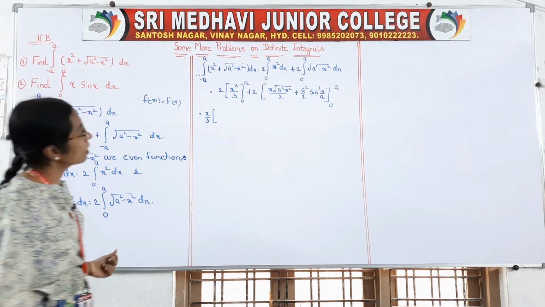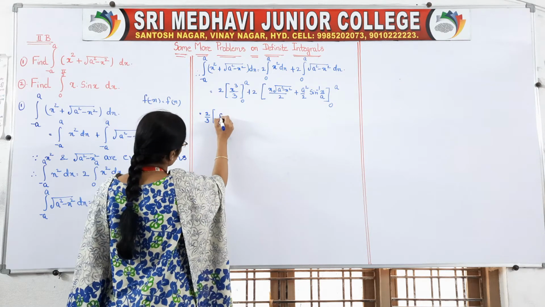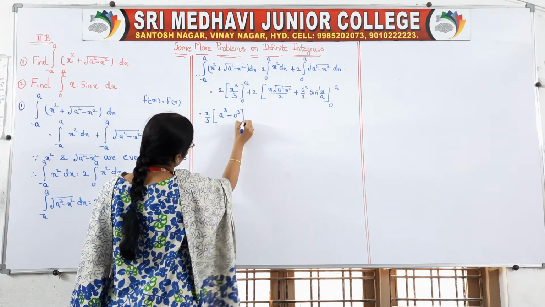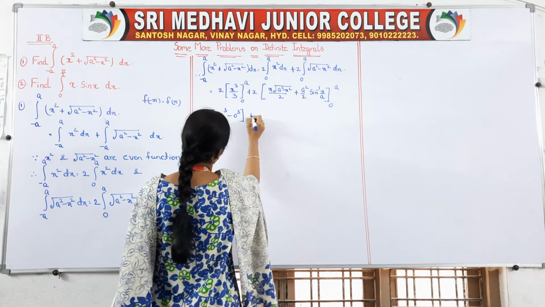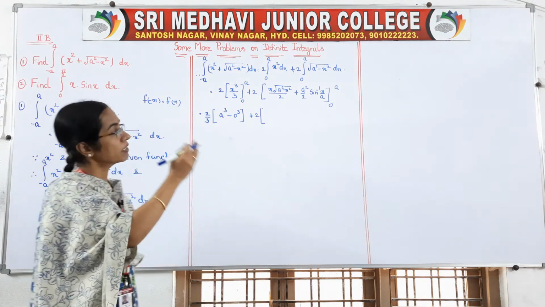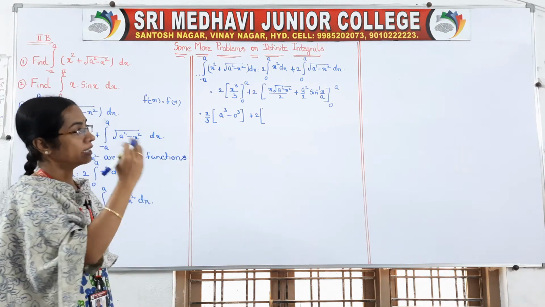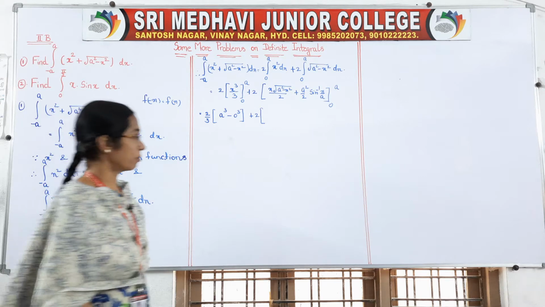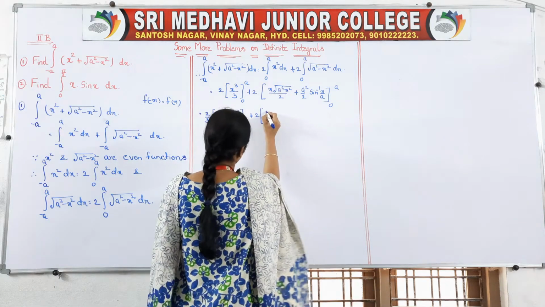Now, upper limit minus lower limit. So it is a cube minus 0 cube, plus 2 into the same thing. First, wherever x is there, you take the upper limit, then minus, wherever x is there, you take the lower limit. So how can we take this one?